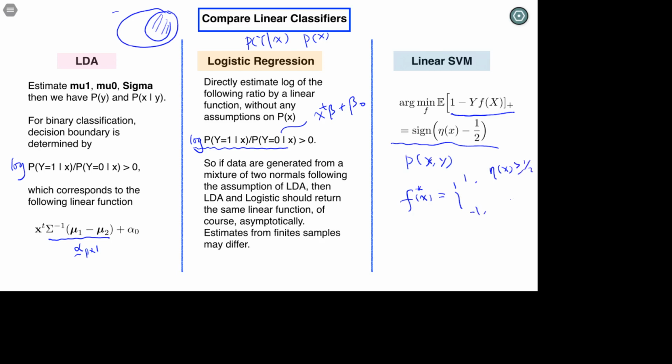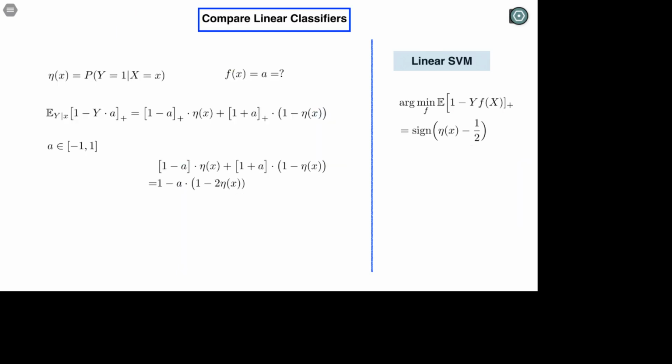So you can see, actually for linear SVM, if we give the machine an enormous amount of data, the optimal decision boundary is actually the same as the Bayes rule. We still make our decision based on the conditional probability of y given x. Okay, so let's see how we can prove this.